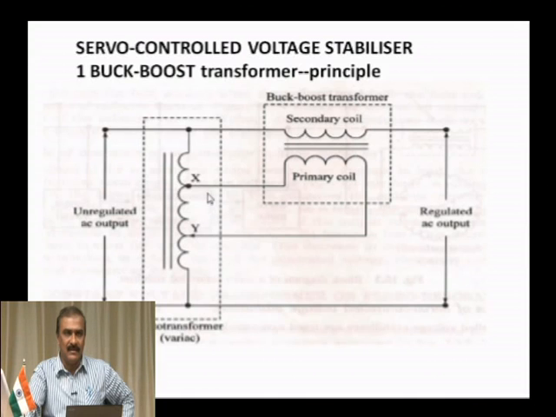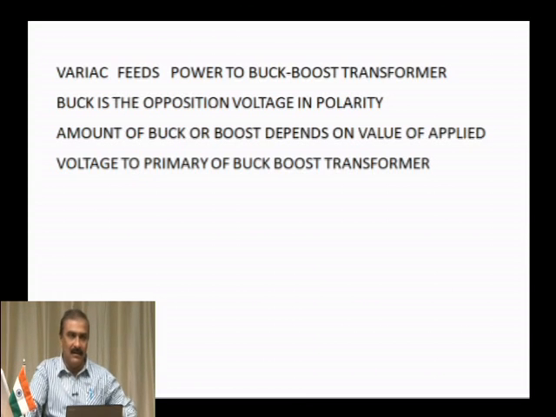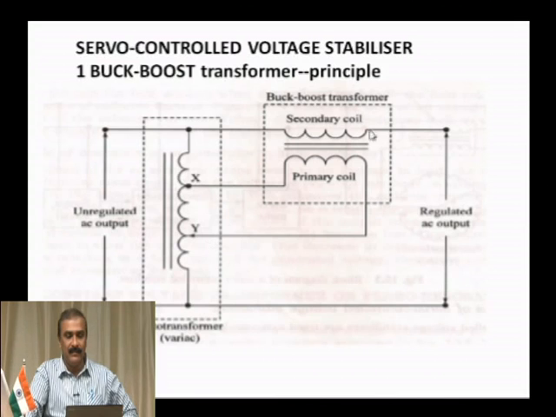What happens when it varies? The description is given here. The variac feeds power to the buck boost transformer. Buck means opposition voltage in polarity. You have conducted a polarity test on transformers in your laboratory, and you know how polarity changes bring you zero voltage or opposition voltage. When you reverse the voltage polarity, the voltage doubles. So you know the concept of bucking and boosting from conducting the polarity test on your transformer. Now the amount of buck or boost depends on the value of applied voltage to the primary of your buck boost transformer. This is the voltage which governs the buck boost operation.